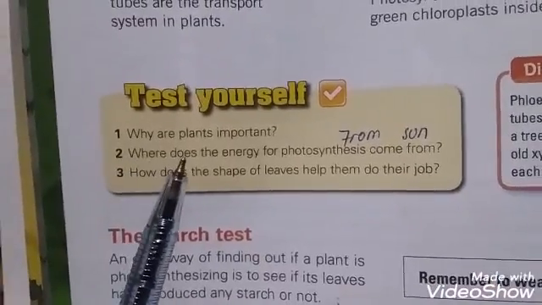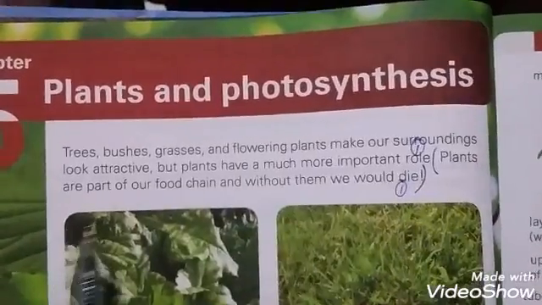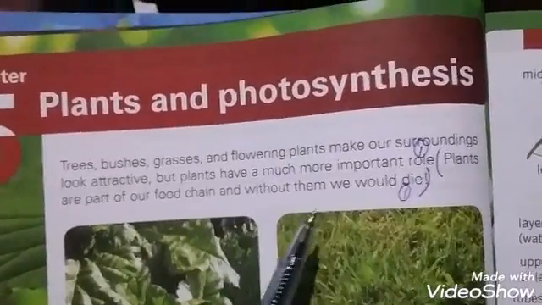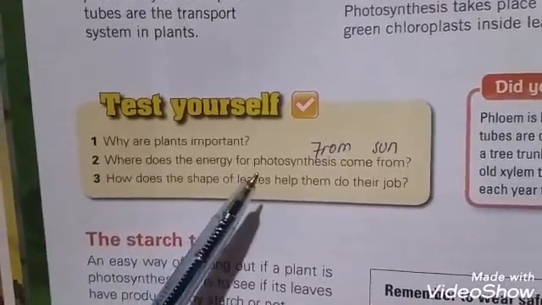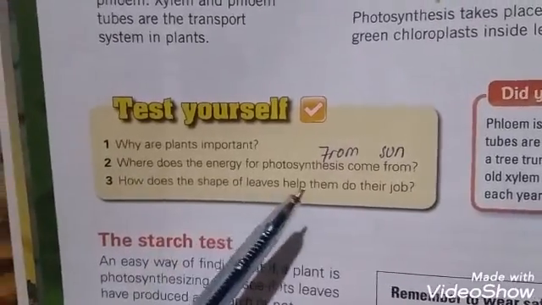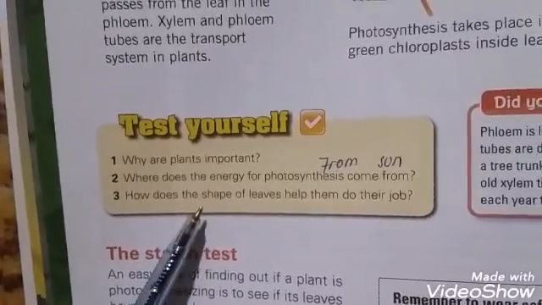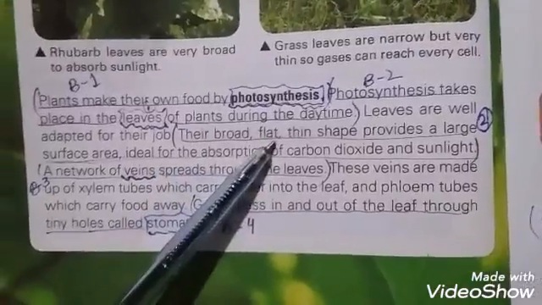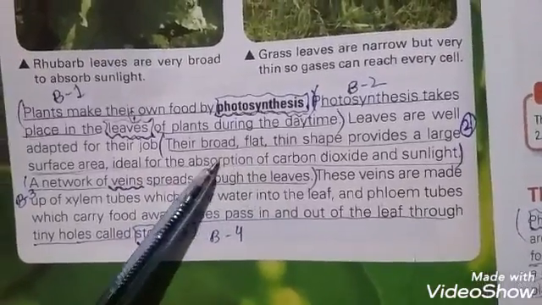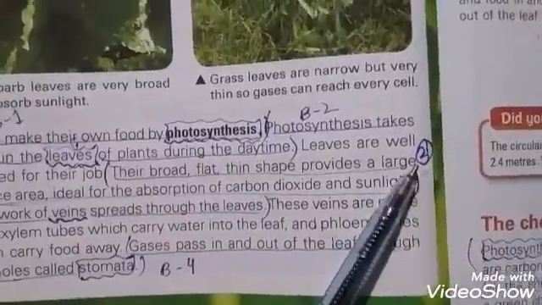Now test yourself questions. First is, why are plants important? The answer is, plants are a part of our food chain. Without them we would die. Second question, where does the energy for photosynthesis come from? From the sun. Third question, how does the shape of leaves help them to do their job? The answer is, their broad, thin, flat shape provides a large surface area for the absorption of carbon dioxide and sunlight. This is the answer of question number 3.